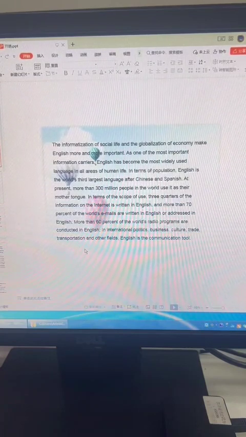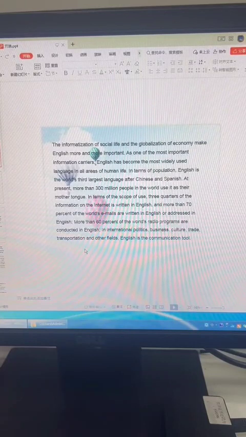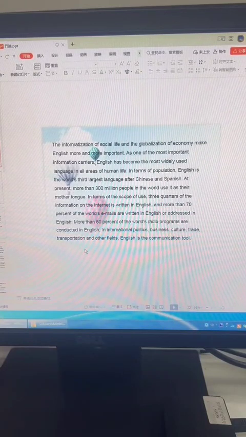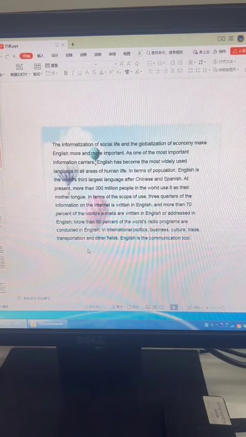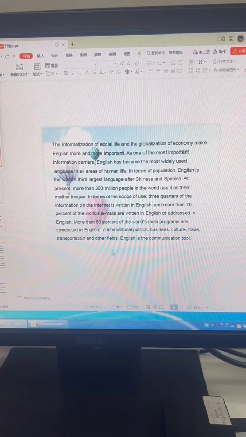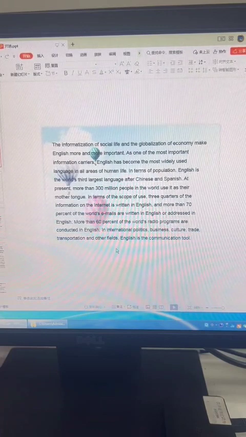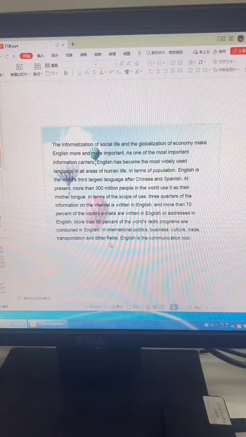As one of the most important information carriers, English has become the most widely used language in all areas of human life. In terms of population, English is the world's third largest language after Chinese and Spanish. At present, more than 300 million people in the world use it as their mother tongue.